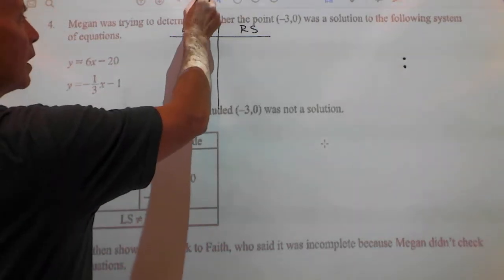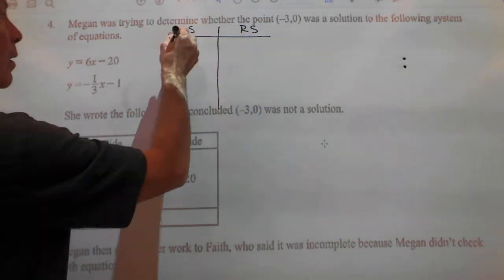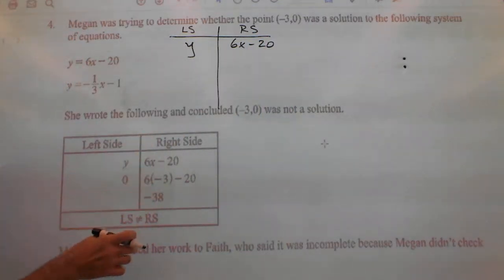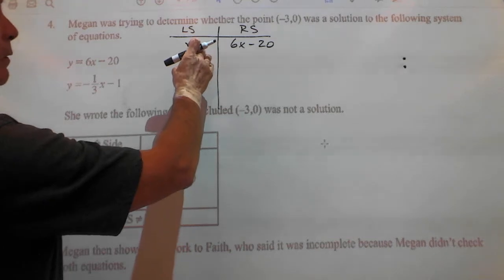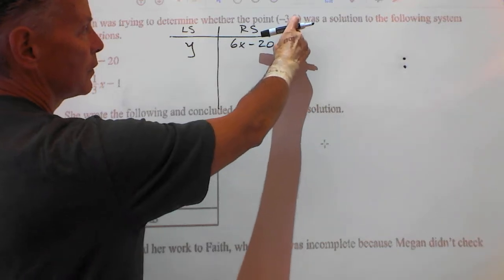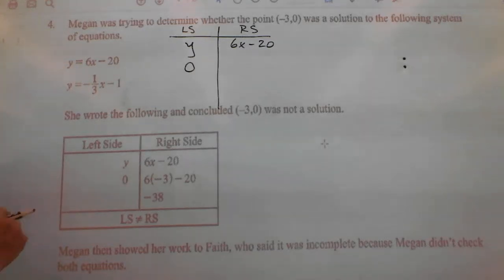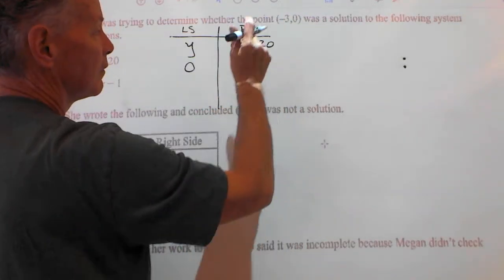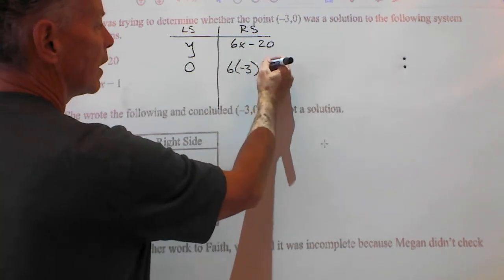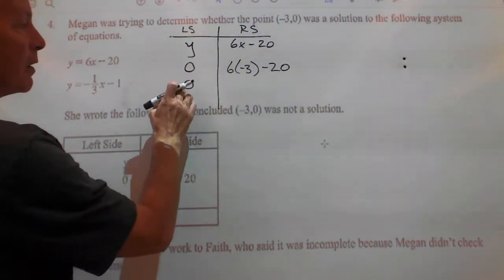Okay, so y equals 6x minus 20, just to explain what's happening here. What Megan did was she said, well, my y coordinate of the solution is 0, so I'm going to substitute 0 every place I see y. And my proposed x coordinate is -3, so over here, I'm going to substitute -3 for x, and then I'm going to simplify. Well, there's no simplifying necessary here, it's still 0.